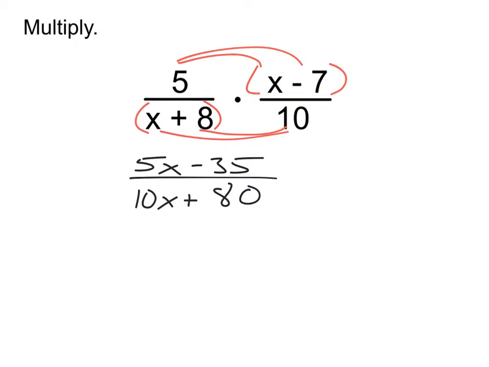And then from here, we look to see what we can divide everything by on the top and the bottom. And in this case, I can divide them all by 5. So I divide everything on the top by 5. That gives me x minus 7 and I divide everything on the bottom by 5, that gives me 2x plus 16. Nothing else comes out of every term. We're done. That's your final answer.